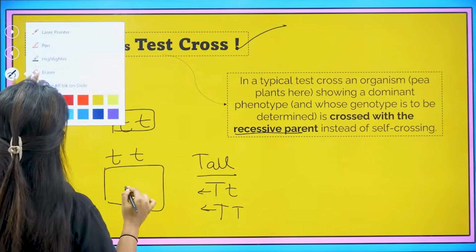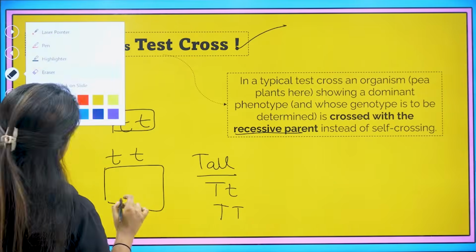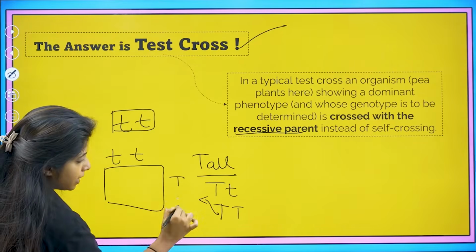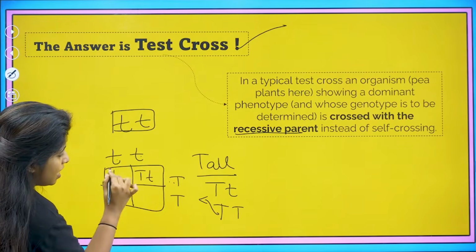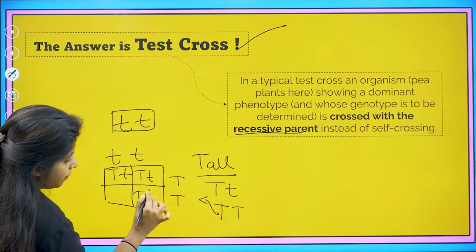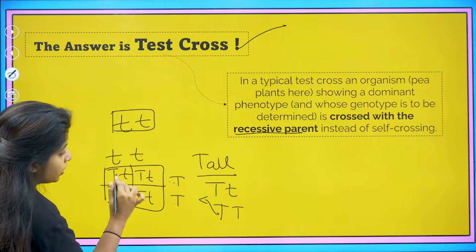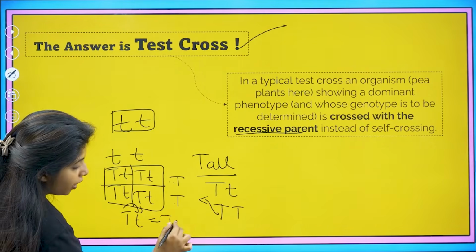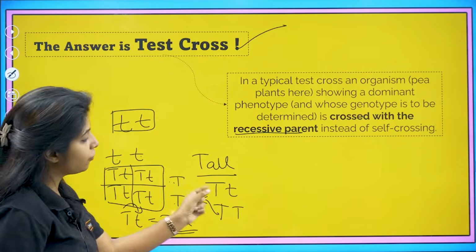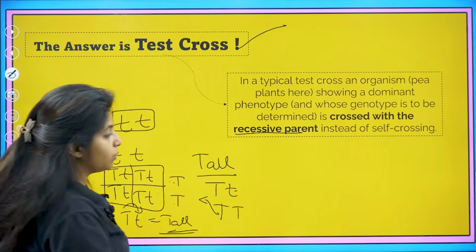Over here I am going to take this first, capital T capital T, and cross it. So this and this, capital T small t, and the same in every box. All of them are capital T small t. That means all of them are going to be tall, my dear children.